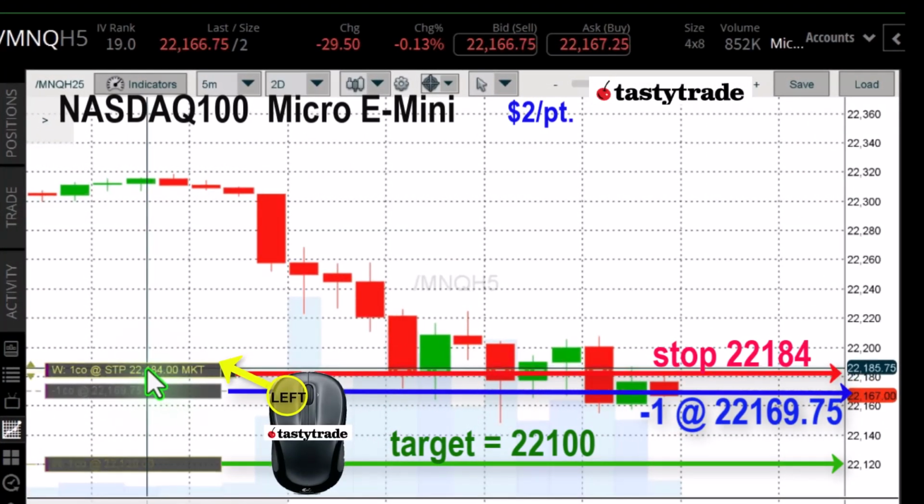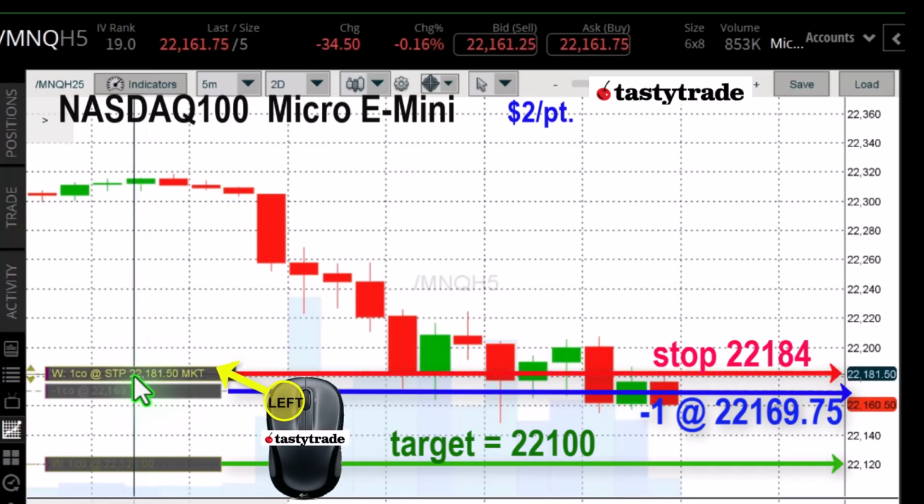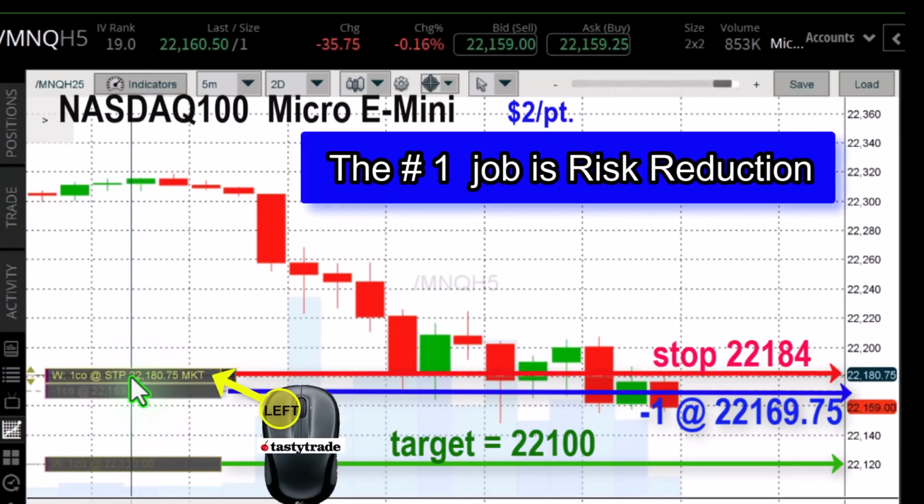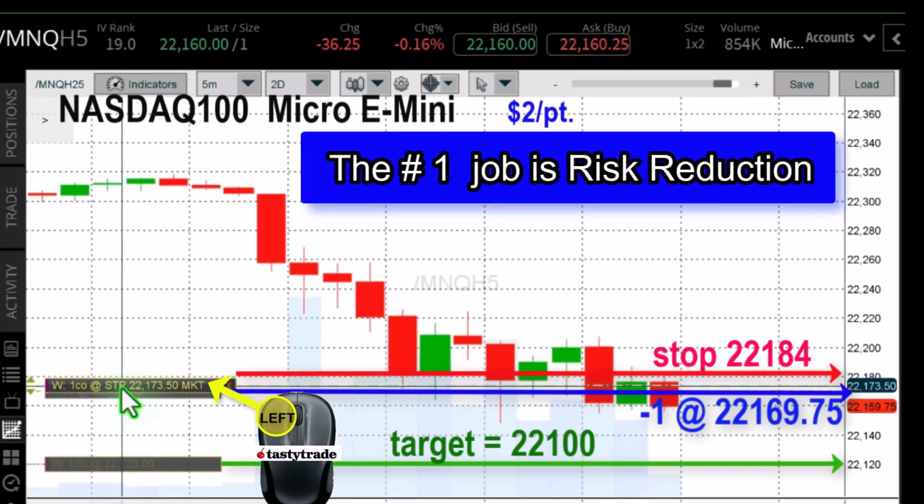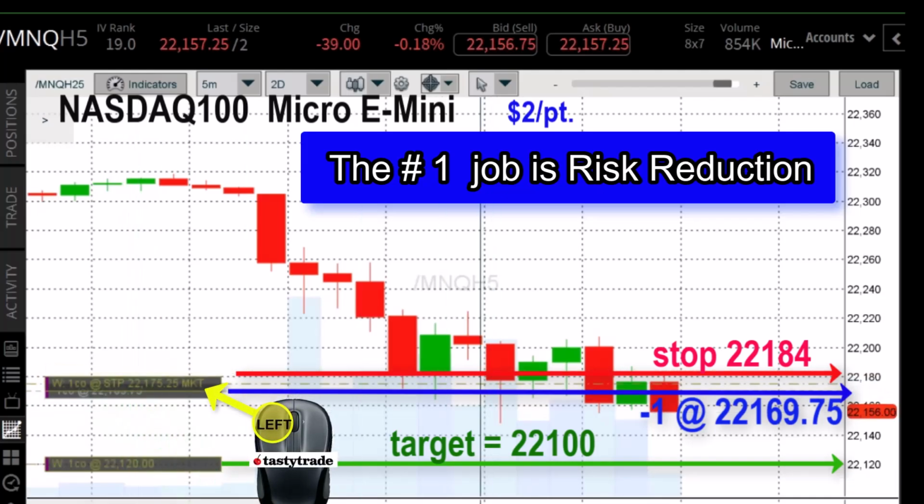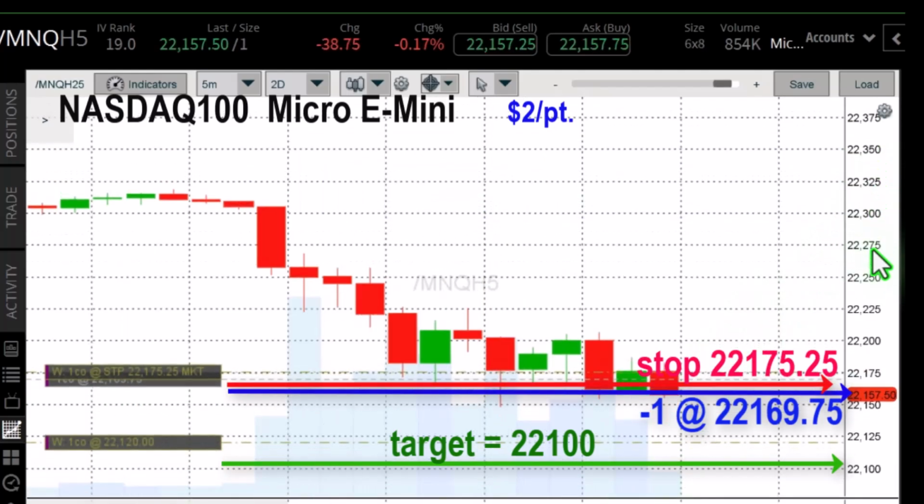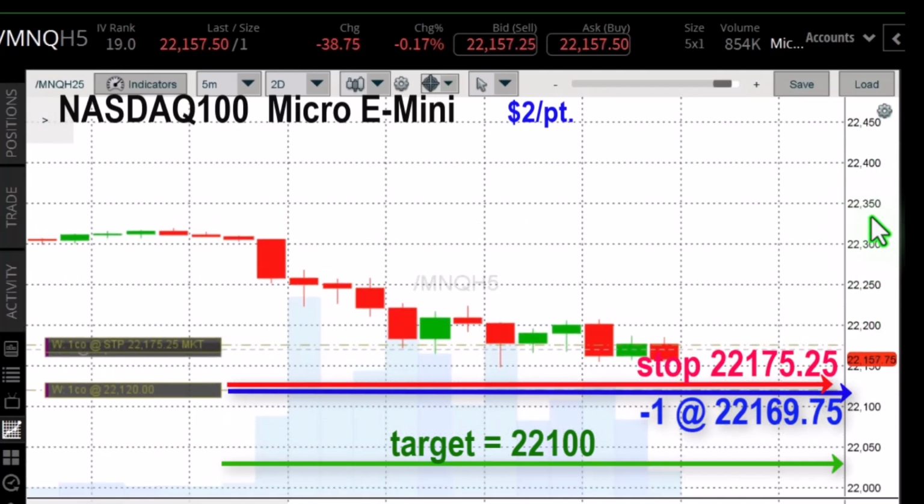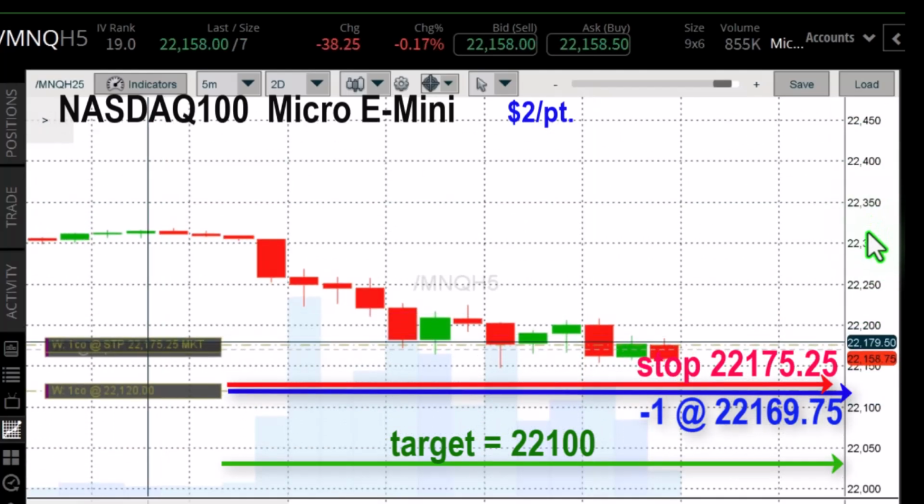Okay, we're on the live trade screen now, and I'm getting my Tasty Trade mouse first thing and pulling my stop order down. What that does is minimize the amount of money I can lose. I started with a stop up there around $30, $32, and I get my Tasty Trade mouse and drag it down to lower that risk. That's always the number one job of every trader, immediately reduce the risk.